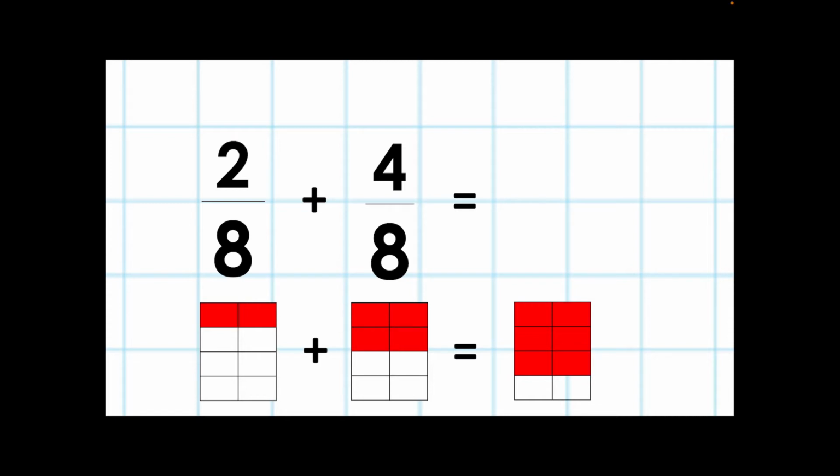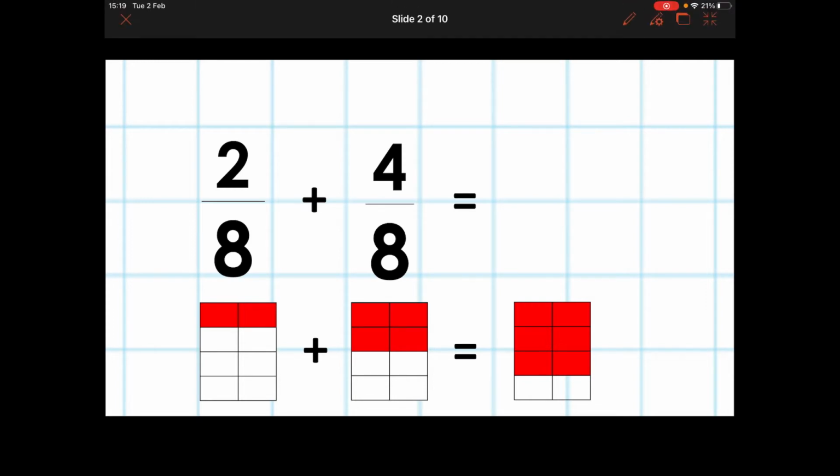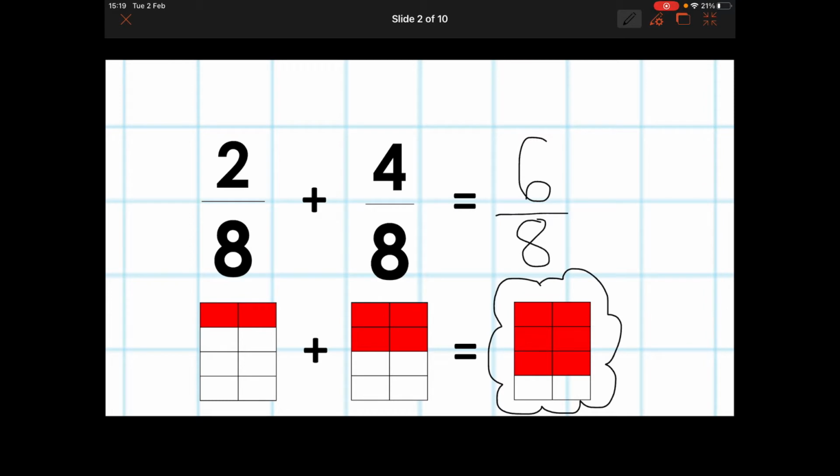Each model is split into 8 equal parts, so I have denominators of 8. I have 2 eighths and I have 4 eighths. Now when I add those together, that gives me an answer of 6 eighths. Nice and easy, we know that we only add the numerators and we leave the denominator as 8 because my shape here hasn't got any bigger. It still has 8 parts.